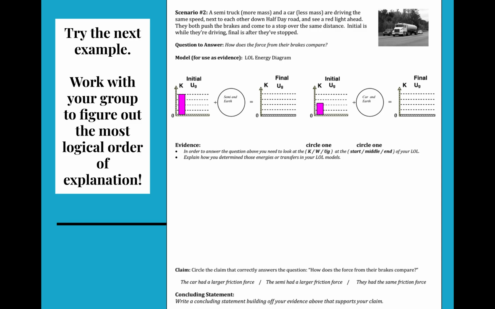The prompt also tells me that they both come to a stop, and so I know at the end, the final, they have no kinetic energy. And also for either part, they have no height because they're just driving along a flat surface. Therefore, I know in order to go from an initial with kinetic energy to a final without any energy, that energy needs to leave the system. And so all of the energy that the semi and the car start with end up leaving the system.